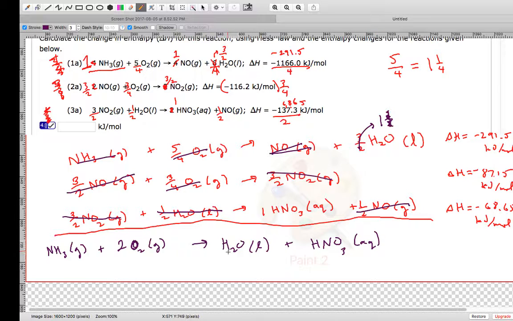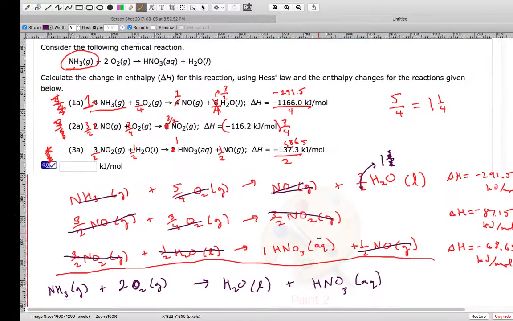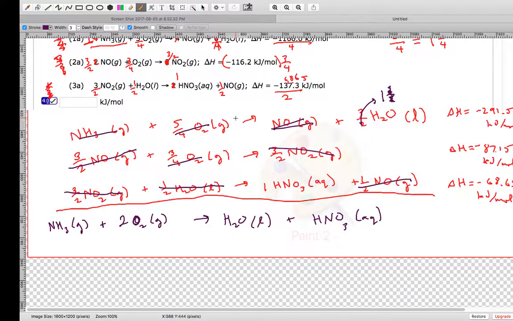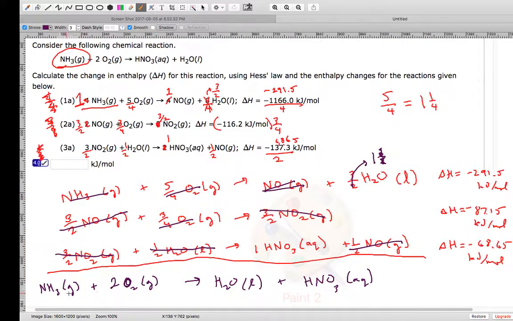Now I'm just hoping that this H2O and this HNO3 is what I wanted. Let's go look. Boom! H2O liquid, HNO3 aqueous. One of each. That's what I wanted. So then we're done. What does that mean? That means that because this is the addition of all of these guys, and because this is what I wanted, I know that these enthalpies, which I was changing along with the changes that I made to these red equations, are correct. So I should add those up too. Just like I added the chemicals up, I need to add the enthalpies up.